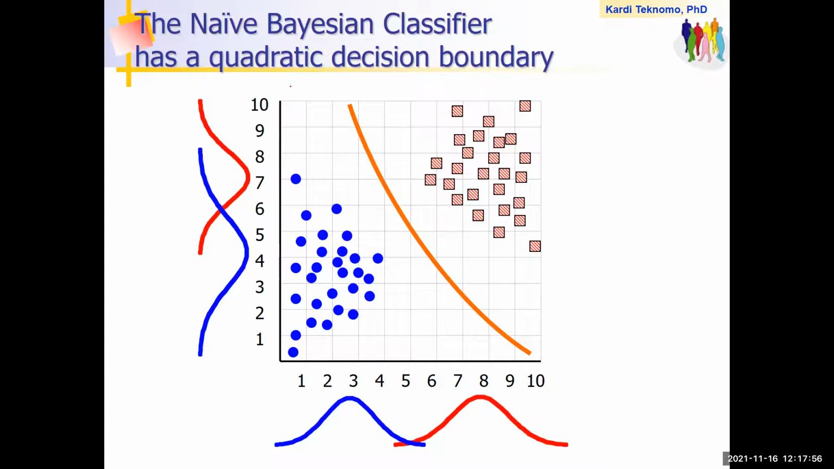We also have a characteristic that naive Bayes is actually creating a quadratic decision boundary, something like this. If you look at the boundary between the two, it is not linear, but kind of quadratic.